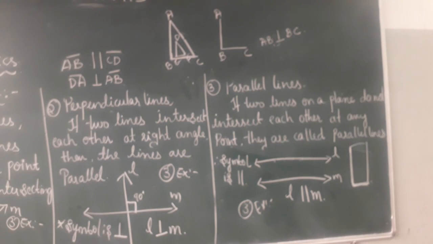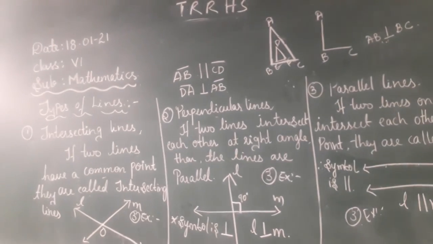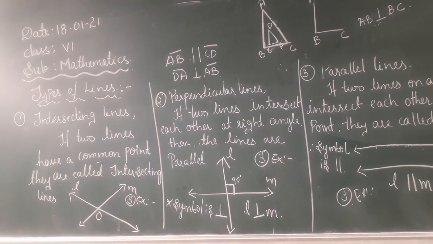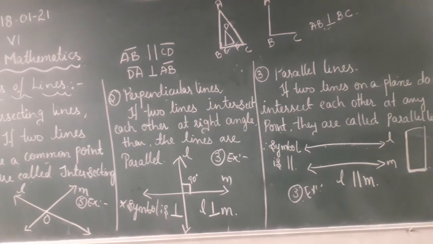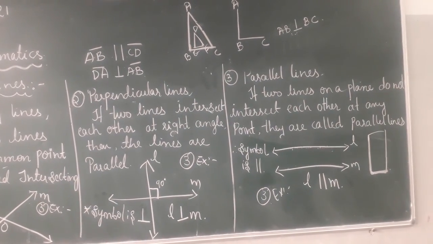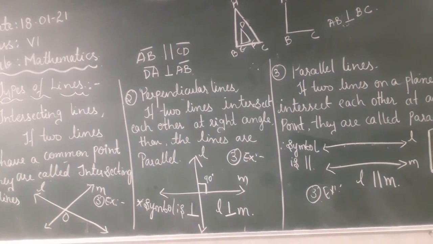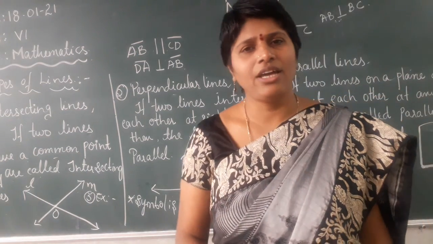Okay children, I hope you are clear with the concept, that is, types of lines. How many types of lines do we have? You can note it down in your notebook. We already discussed this last year. I have shown you with the pencils. Do you remember or not? So note it down and write down any 3 examples for each line. Okay children? Thank you. Have a nice day.